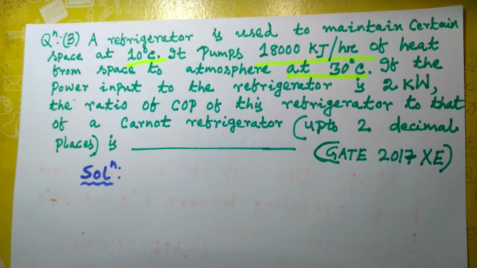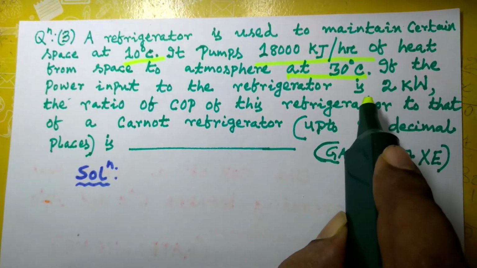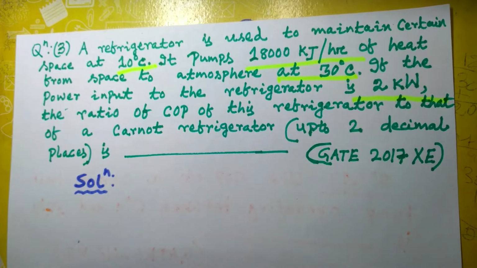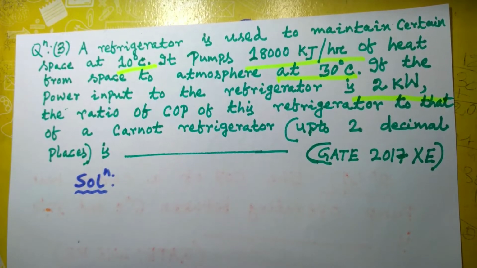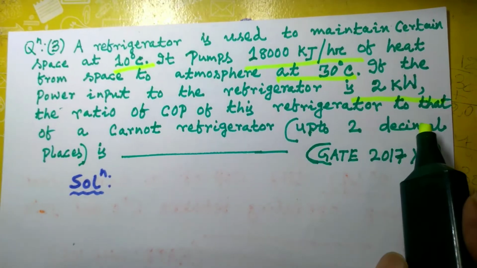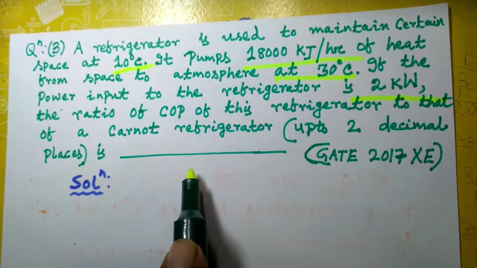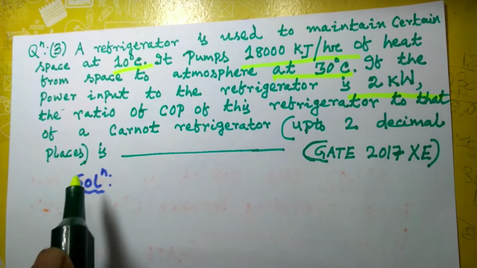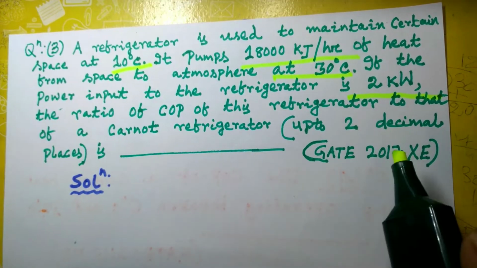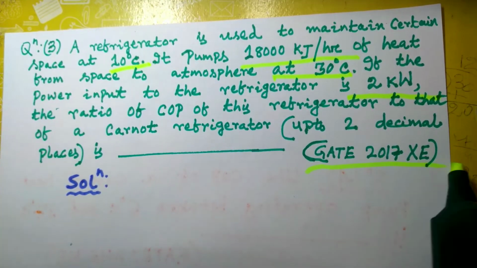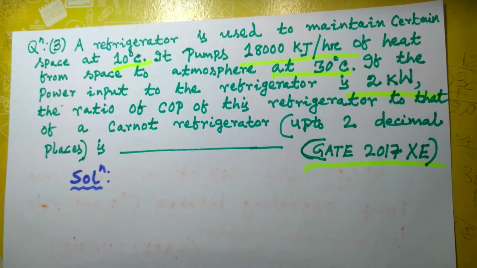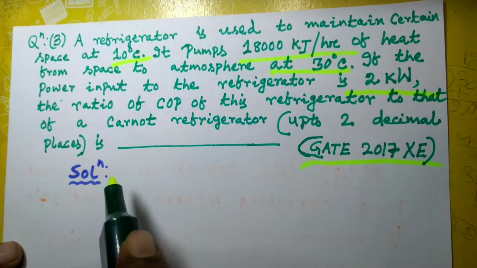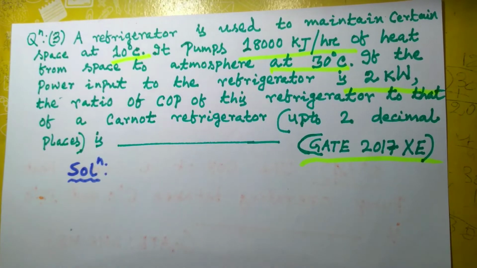So if the power input to the refrigerator is 2 kilowatt, obviously power input in a refrigerator and heat pump is work input. The ratio of COP of this refrigerator to that of a Carnot refrigerator up to 2 decimal places is how much? So this question was asked in GATE 2017. So let's solve this. So question is like this.